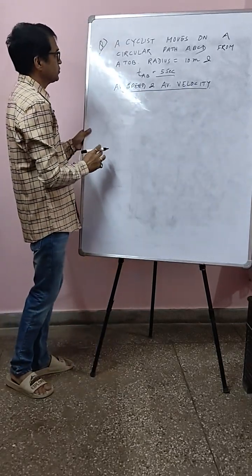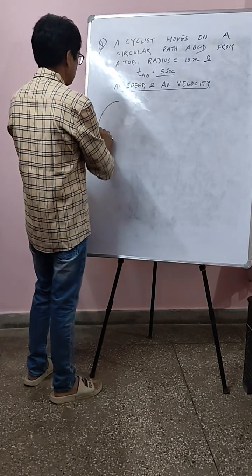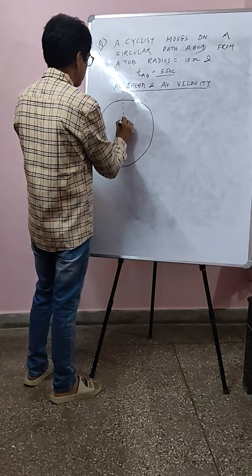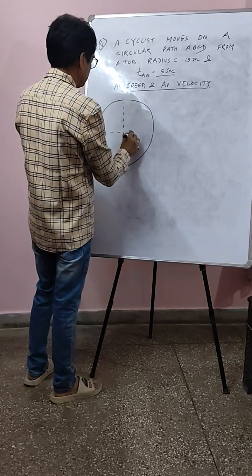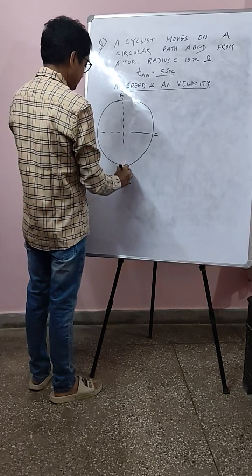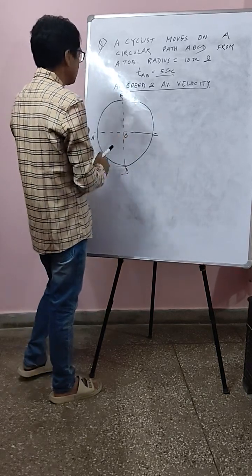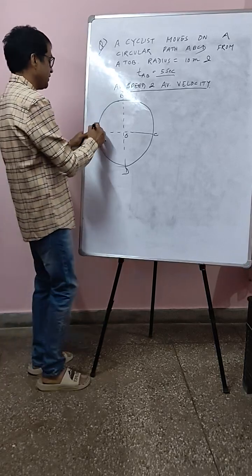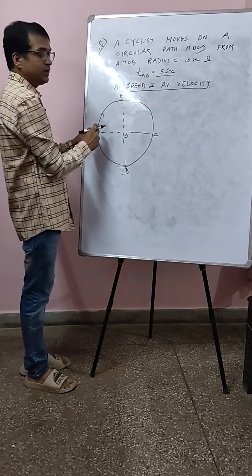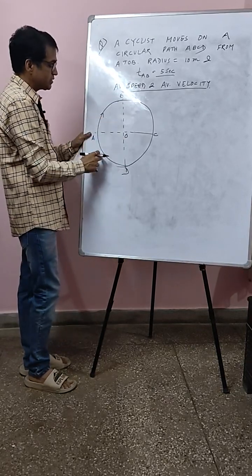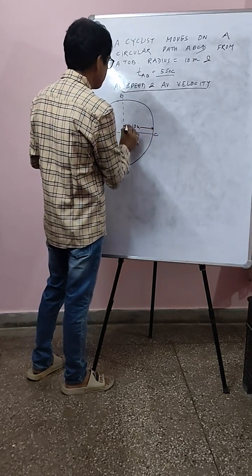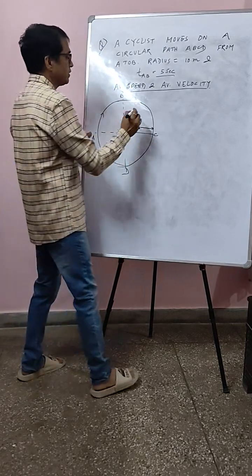Okay, let me do the construction. This is A, this is B, this is C, and this is O. So the cyclist goes from A to B on a circular path. We have to find the arc length AB. The radius is 10 meter. So what is the circumference of this circle?